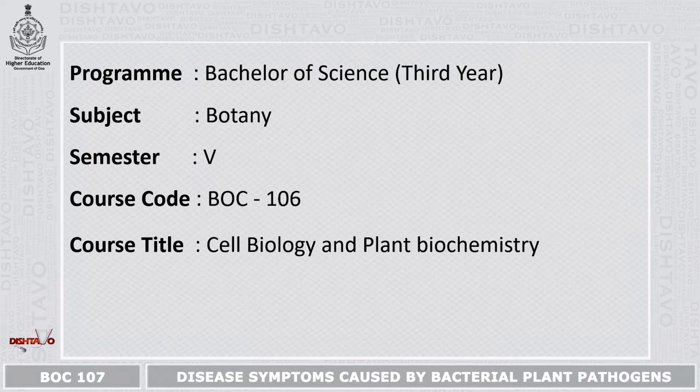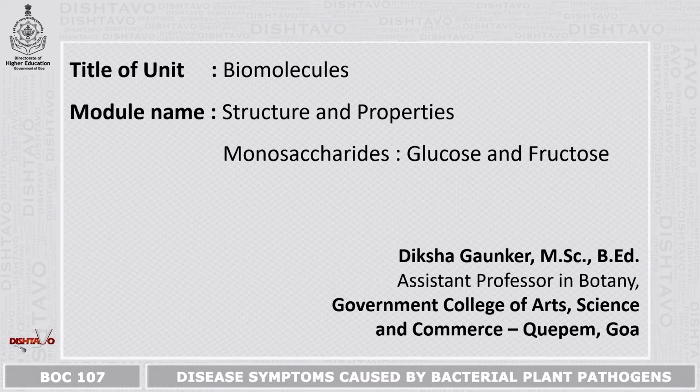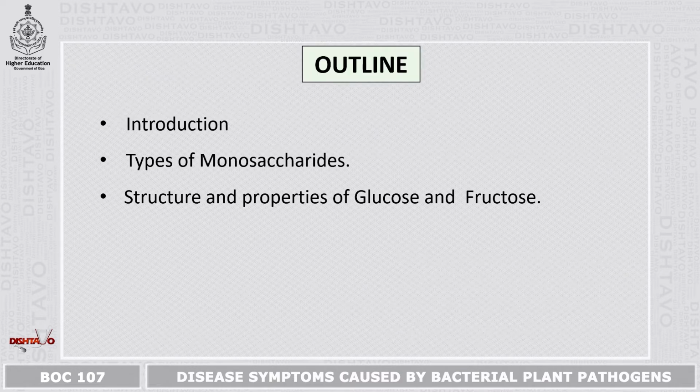Coming to program, Bachelor of Science 3rd year, Subject Botany, Semester 5, Course Code BOC 106, Course Title Cell Biology and Plant Biochemistry. Title of the unit: Biomolecules. Module name: Structure and properties of monosaccharides, glucose and fructose.